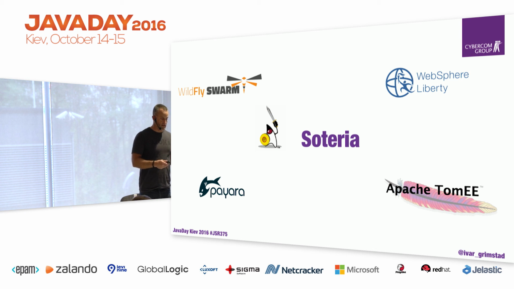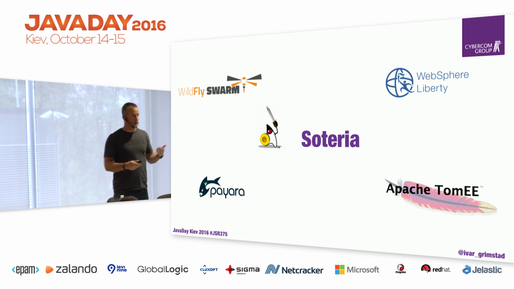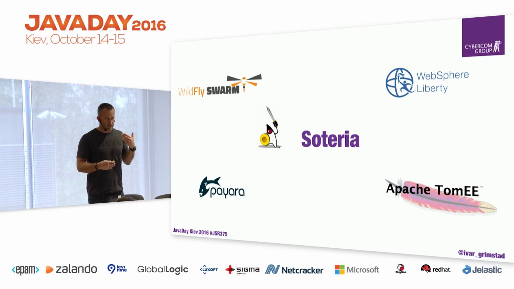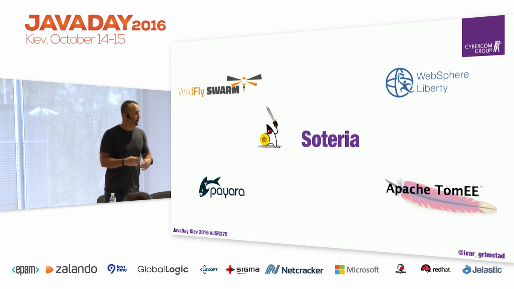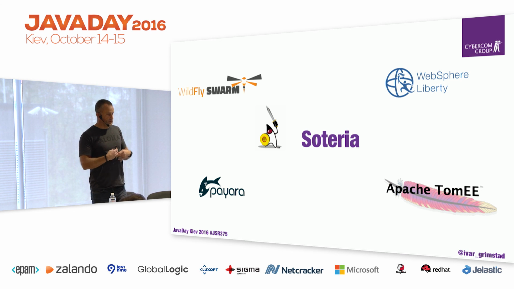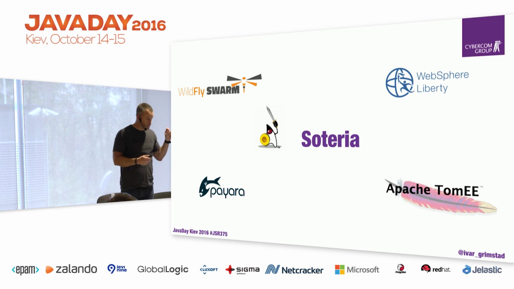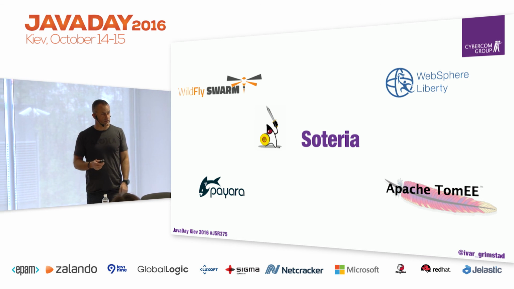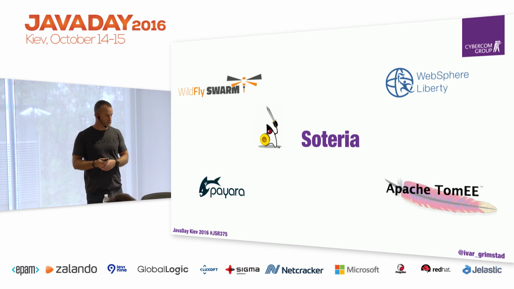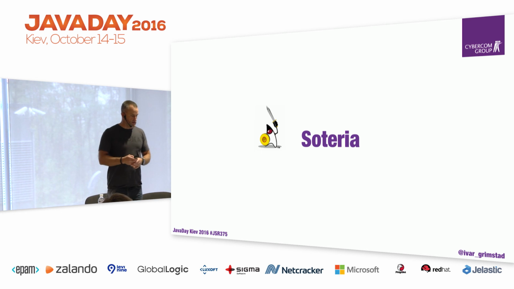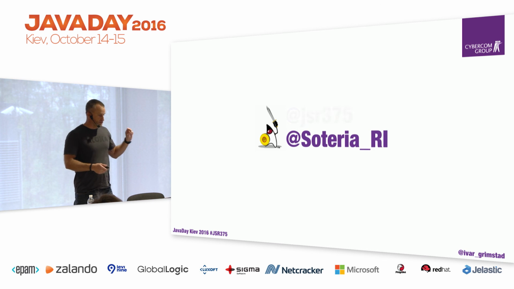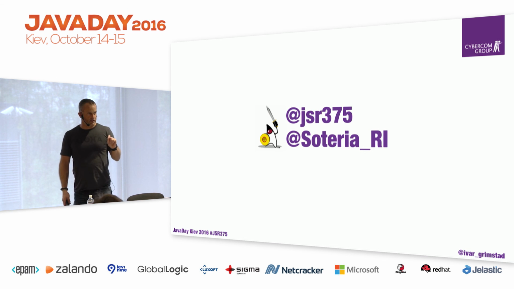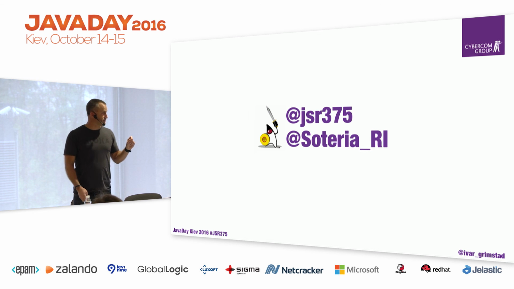So that means all these application servers are very good at following the specifications and implementing them in a correct way, because we're using pretty extensive CDI mechanisms to get it running. So all of these are really good and support it very well. Soteria is the reference implementation. Of course, we're on Twitter, both the Soteria RI and the JSR 375.